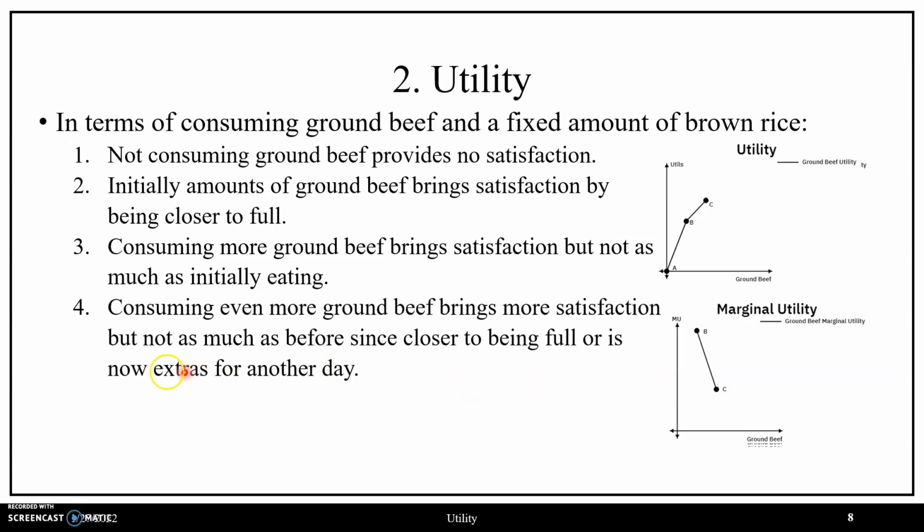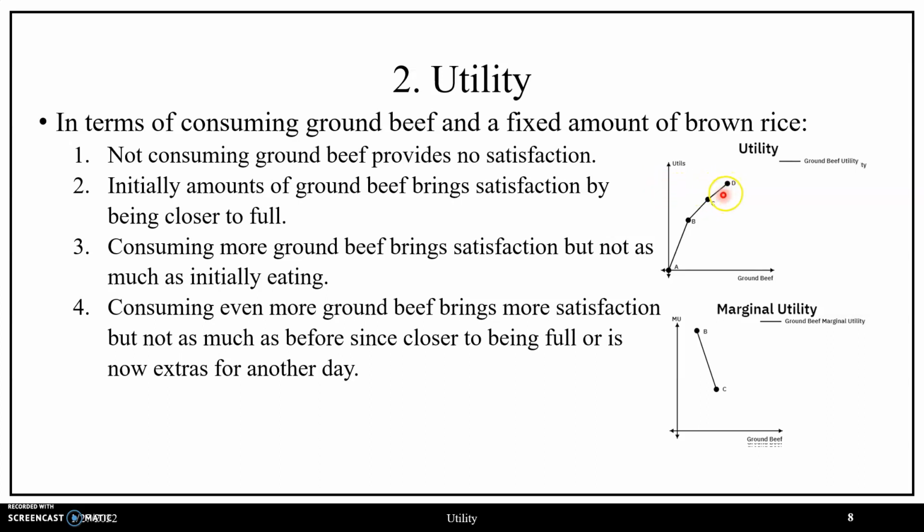Now, consuming even further quantities of ground beef will bring further satisfaction, but not as much, since now the agent is either closer to being full or they are already full, such that this ground beef will now serve as extras for another time period. How we represent this in terms of utility is additional amounts of ground beef providing additional amounts of utils, which we see with point D.